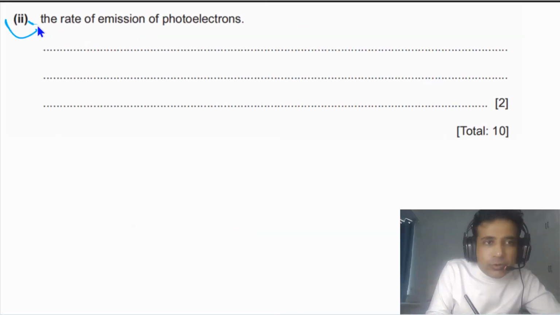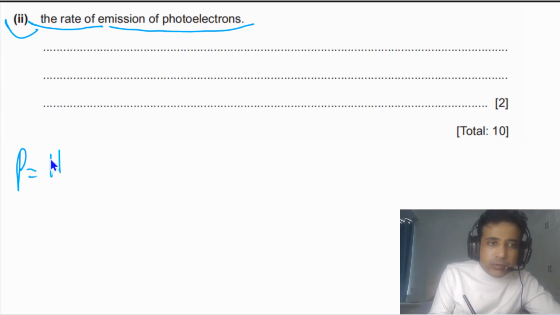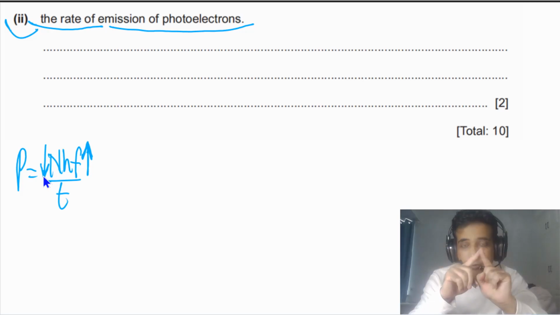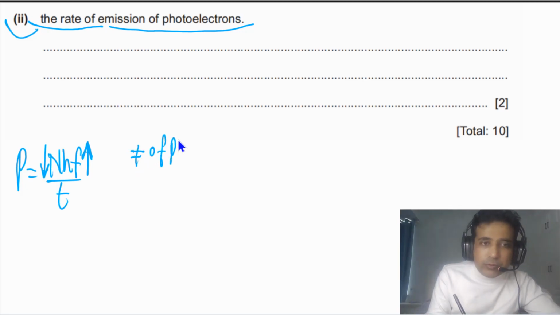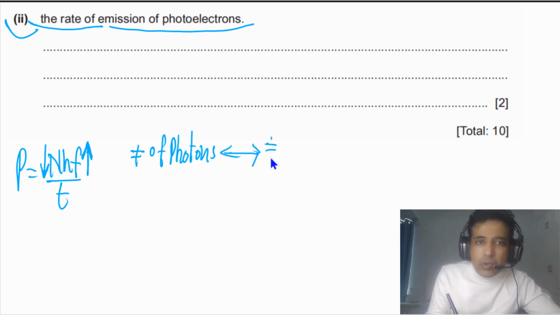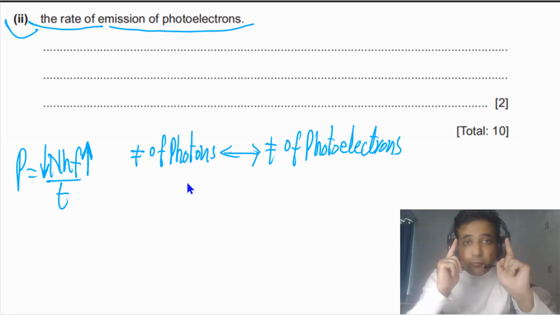For the second part, we need to state and explain the effect on rate of emission of photoelectrons. In part 1, we have already discussed that power is equal to nhf divided by time. As the frequency of electromagnetic radiation increases, the number of photons decreases, and number of photons is linked with number of photoelectrons, because interaction between photon and electron is a one-to-one interaction.